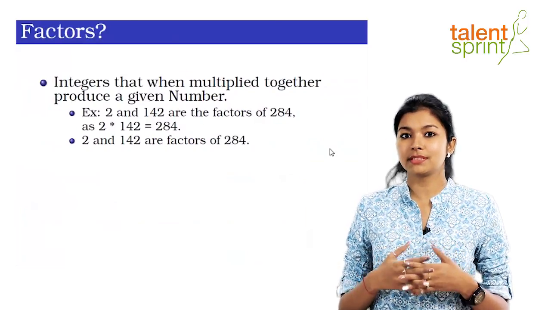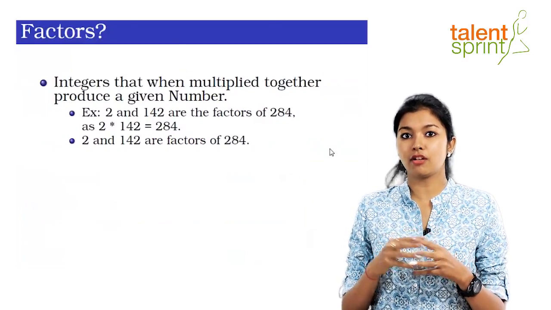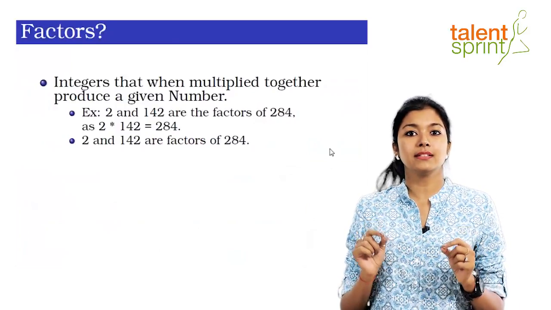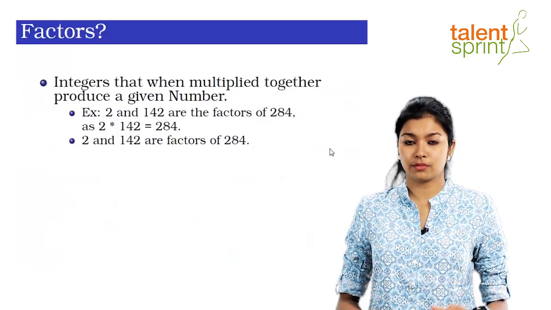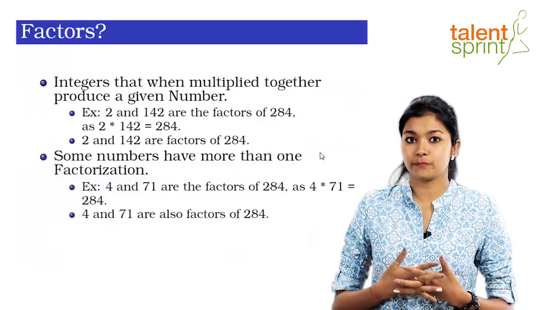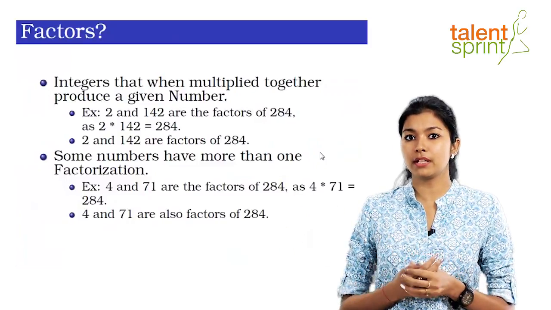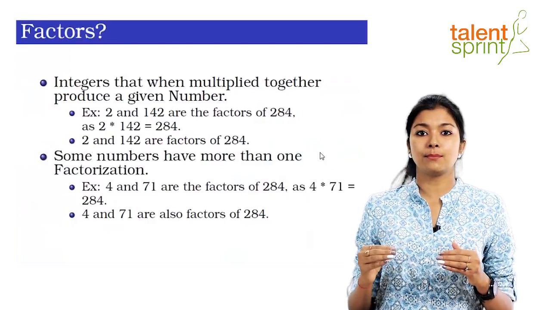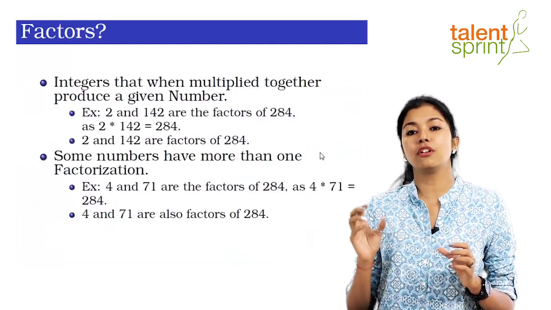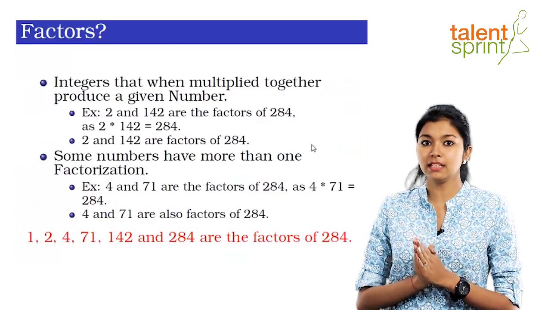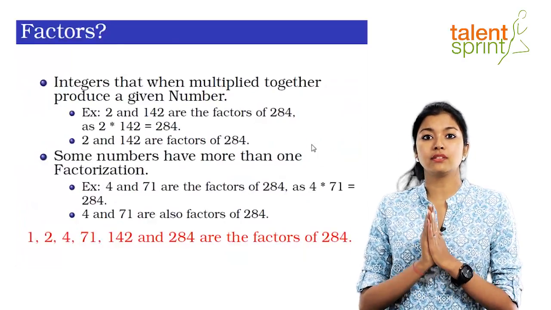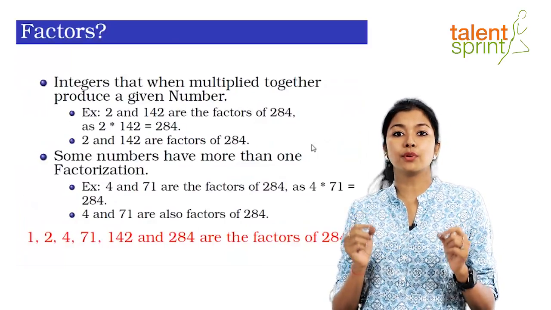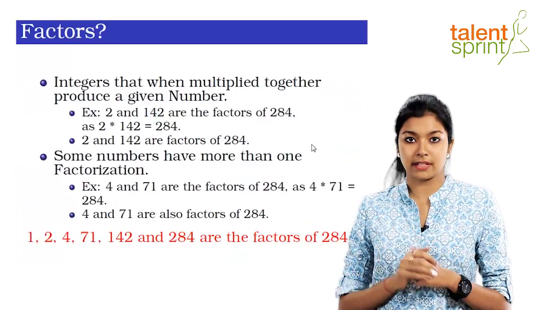And there are some numbers that have more than a single set of factors. So for example, let's take the same number 284. There is another pair that can give you 284. That is 4 and 71. So 4 and 71 again, when multiplied together, will give you 284. So in this program, we are going to find the sum of all the factors possible of a particular number. So as you can see, 1, 2, 4, 71 and 284 are all factors of 284. So our program will give us the sum of all these factors.